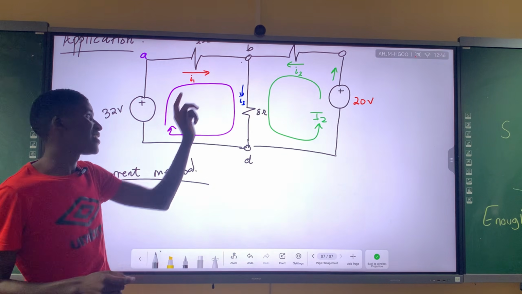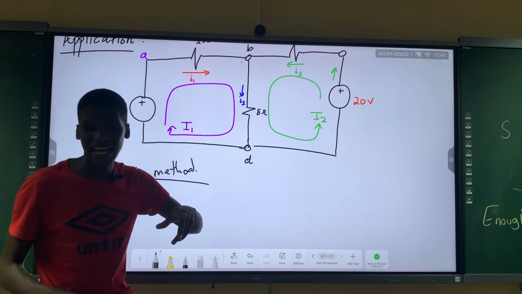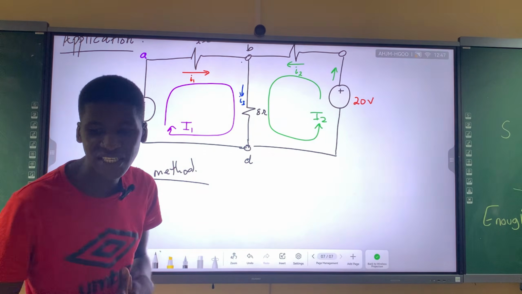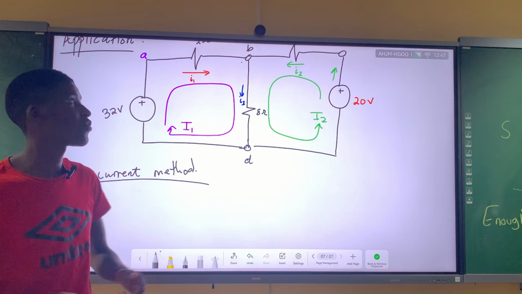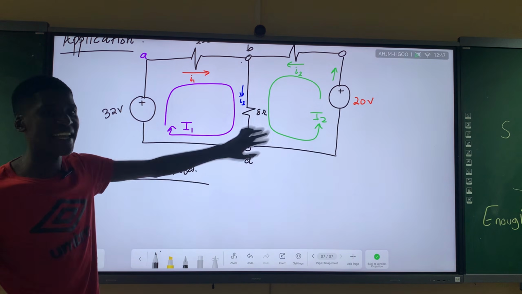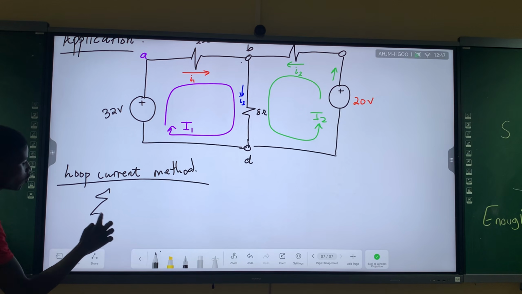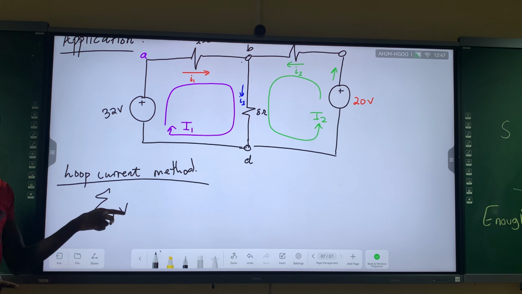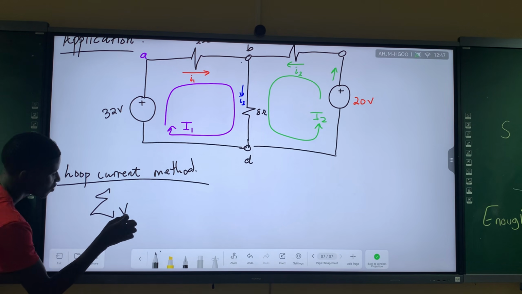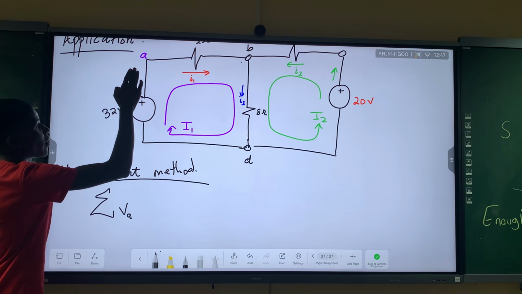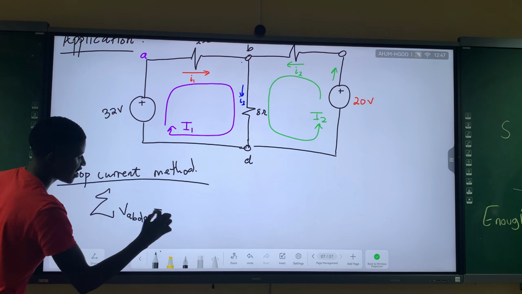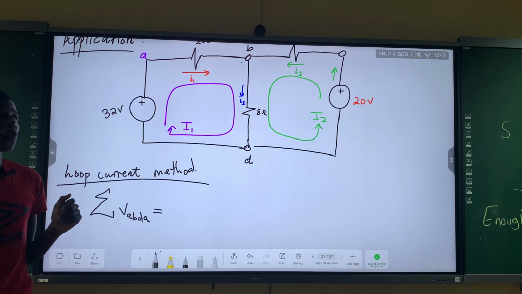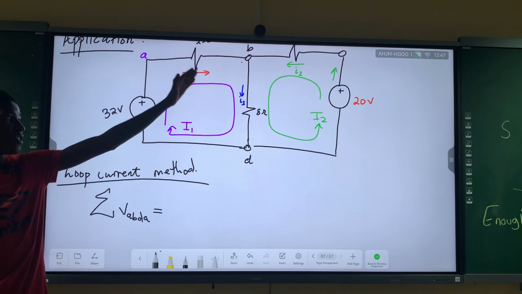But when you're talking about the loop current, they want us to solve something at some point, or they want us to solve I1 and I2 using the loop current method. So we're going to say that since we've created 2 loops, we take the sum of the voltages, not the currents, because we're applying the voltage law across a loop of current. So let's start with loop number 1, which is A, B, D, A.